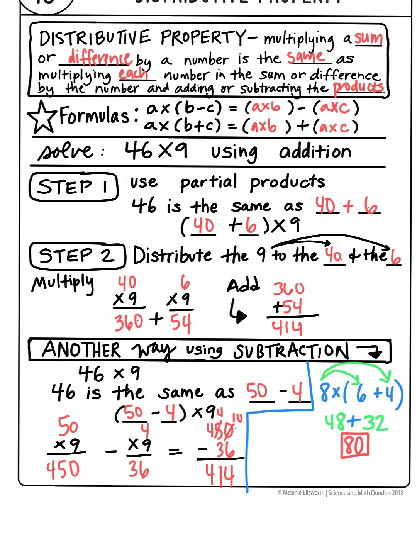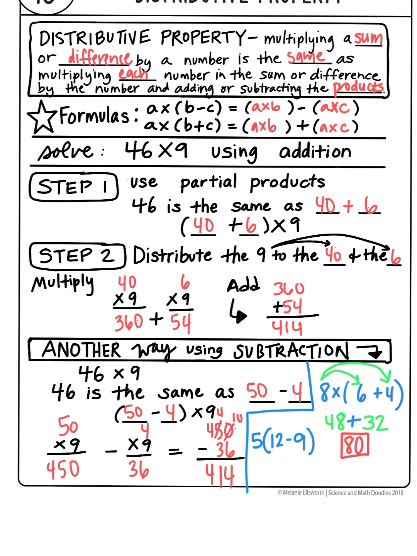Let's do one this time that looks like this. We're going to do 5 and then a parenthesis. Notice how I didn't put any symbol there. I just put a parenthesis. This is going to be 5 parenthesis 12 minus 9.